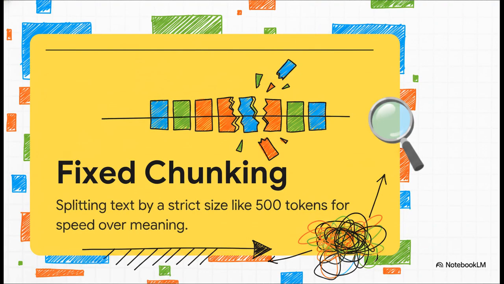First up is fixed chunking. This is by far the simplest method. You're just splitting your text by a strict predetermined size, say exactly 500 tokens. You might literally just write a basic function that slices the text right at that limit. The pros? Well, it's incredibly simple and blazing fast. The cons, though? It ruthlessly breaks context. It'll chop sentences in half like a blunt axe, completely ignoring the meaning of the words.